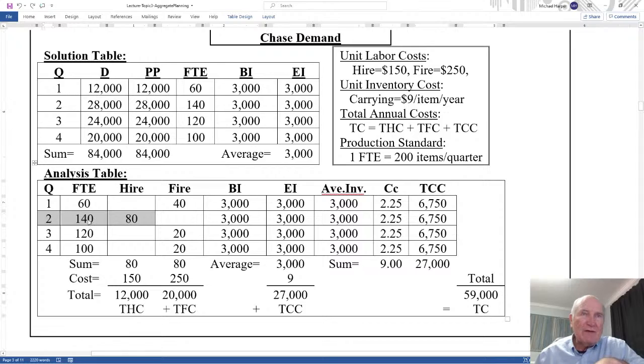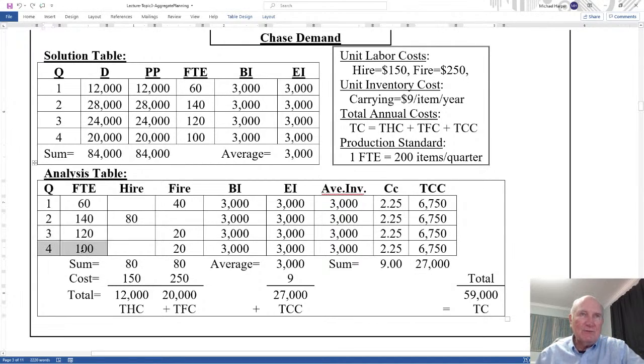So during this quarter, I have 140. At the end of that quarter, I have 140. At the beginning of the third quarter, I have 120. So at the beginning of the third quarter, I need to decrease 140 down to 120. So that decrease is firing 20 or decreasing 20 at the beginning of the third quarter.